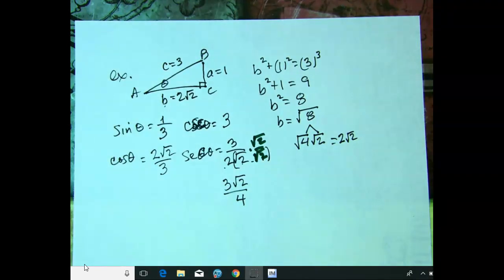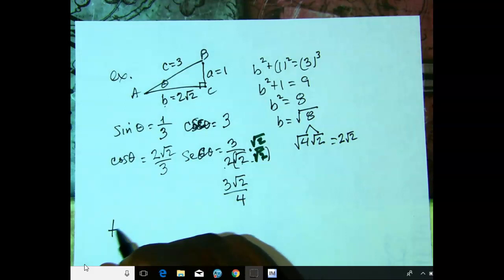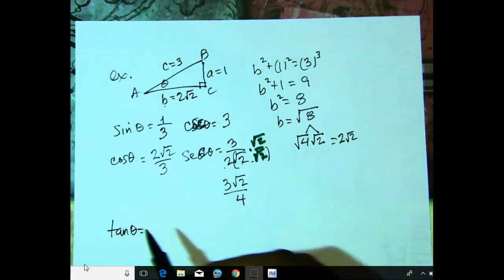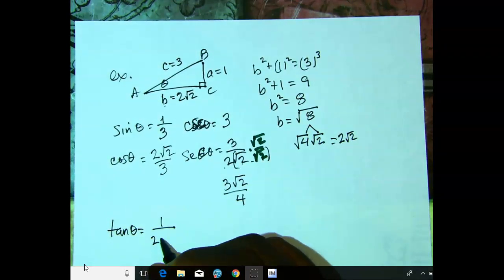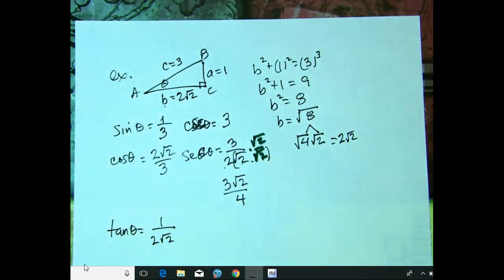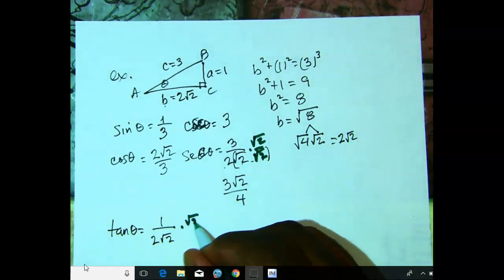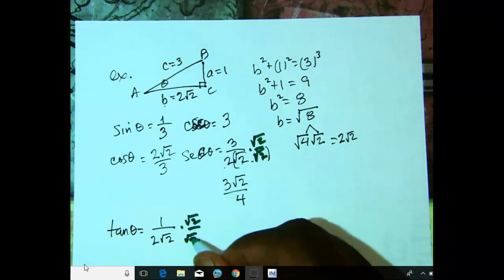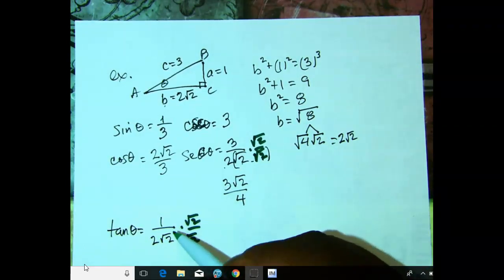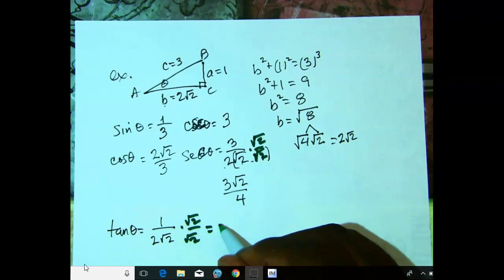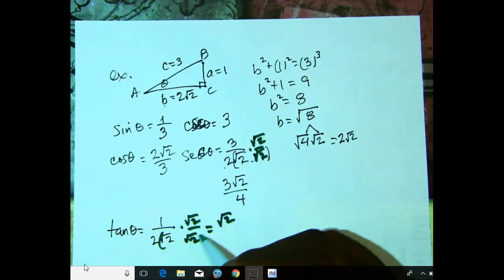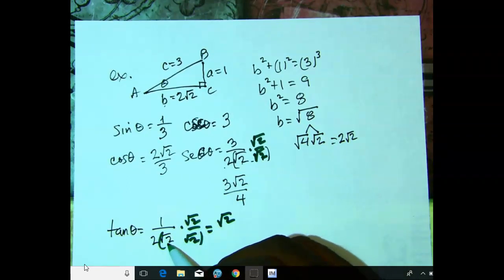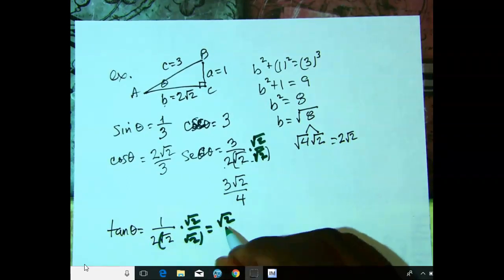Our tangent of theta is opposite divided by adjacent. So that's 1 divided by 2 root 2. And our same issue here. So we multiply by root 2 over root 2, special form of 1. Guarantees that we're not changing the value of this expression. So 1 times root 2 is root 2. And again, root 2 times root 2 is 2. 2 times 2 is 4.